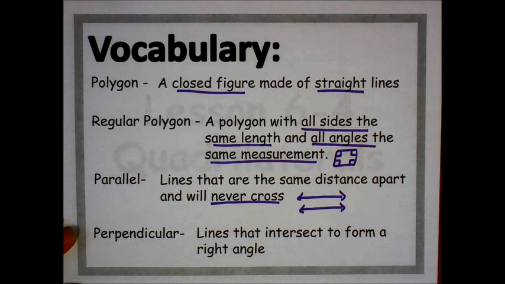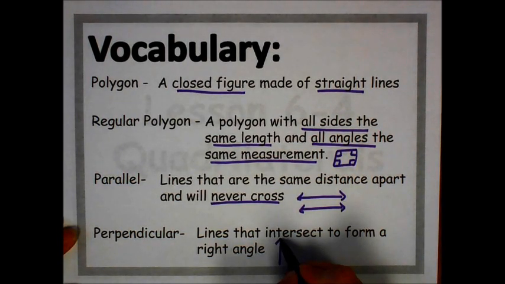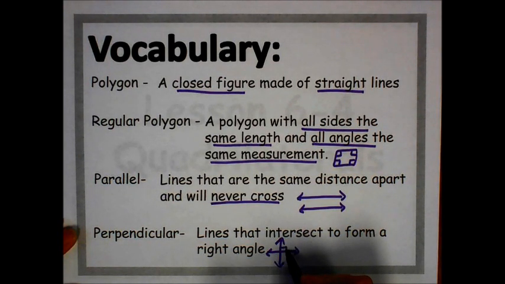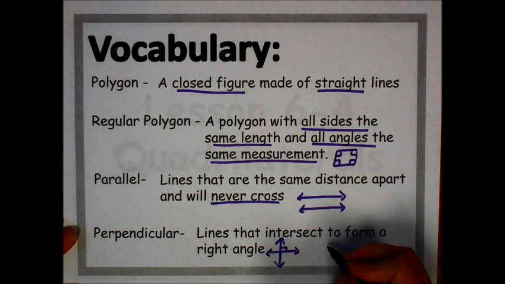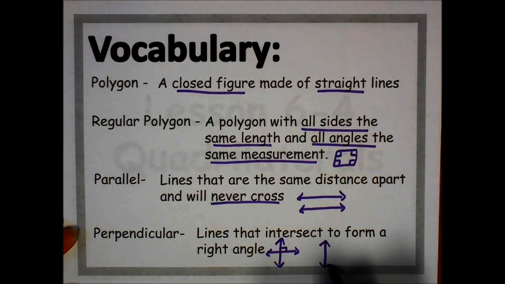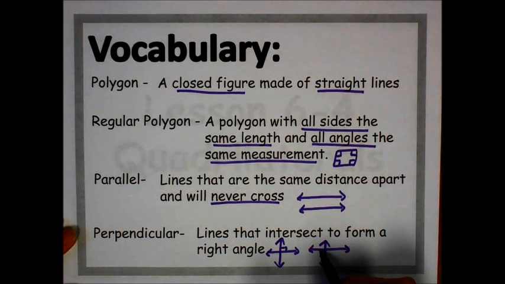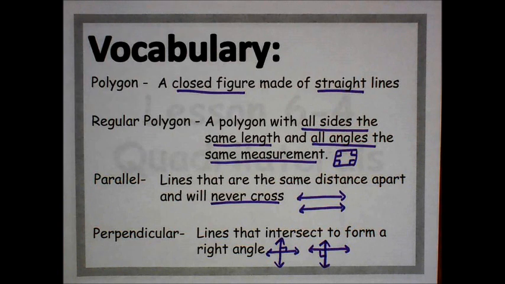Next, we have perpendicular lines. Perpendicular lines are lines that intersect to form a right or 90-degree angle. Here's an example of perpendicular lines. Notice when my lines cross or intersect, they form a right angle. Here is another example of perpendicular lines because I still have 90-degree angles formed. Please hit pause and copy your vocabulary into your journal.